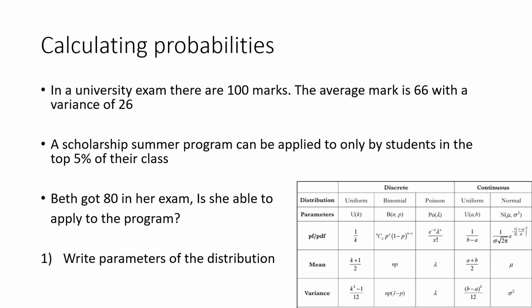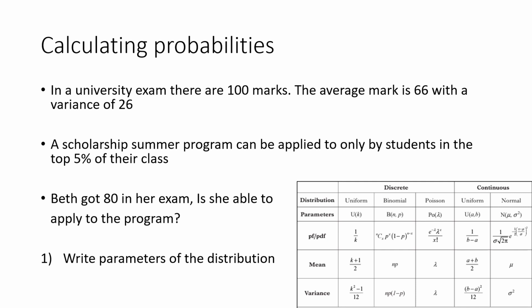Now let's move on to calculating probabilities using the normal distribution. There are calculators which can do this much faster than we can, and not even just for the normal. There are calculators for binomial and for Poisson, but we'll do it the normal handwritten way, and we'll go through all the steps. So the question is, in a university exam, there are 100 marks. The average mark is 66 with a variance of 26. A scholarship summer program can be applied to only by students in the top 5% of their class. Beth got 80 in her exam. Is she able to apply to the program?